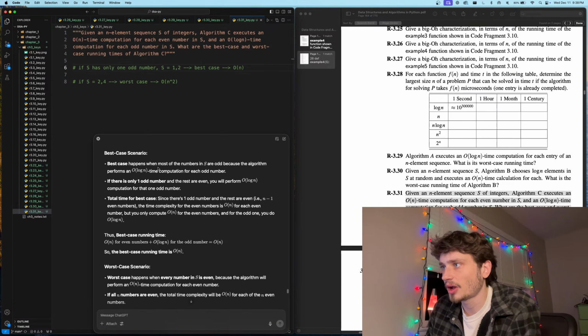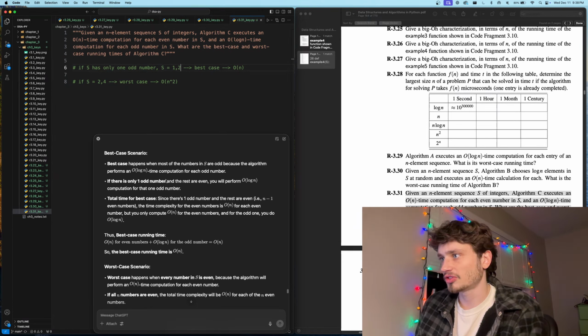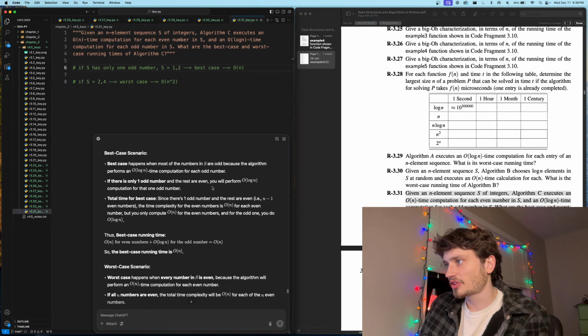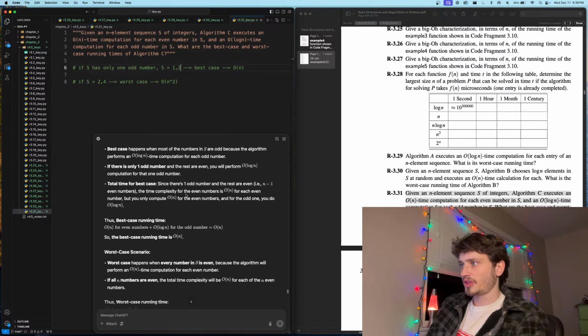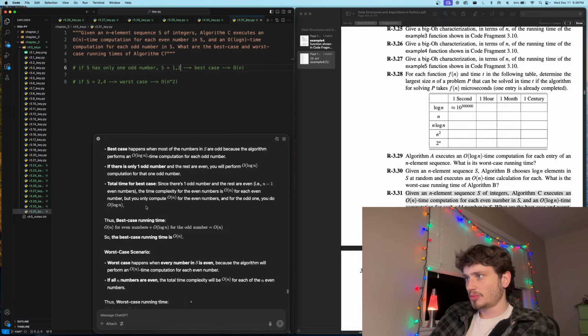so the best case scenario happens when the numbers in S are odd because the algorithm performs an O of log n time computation for each odd number. If there's only one odd number and the rest are even, you perform a log n computation for that one odd number. Total time for best case, since there's one odd number and the rest are even, n minus 1 even numbers, the time complexity for the even numbers is O of n for each even number, and you only compute O of n for the even numbers, and for the odd one you do O of log n. Thus, the best running case would be O of n.